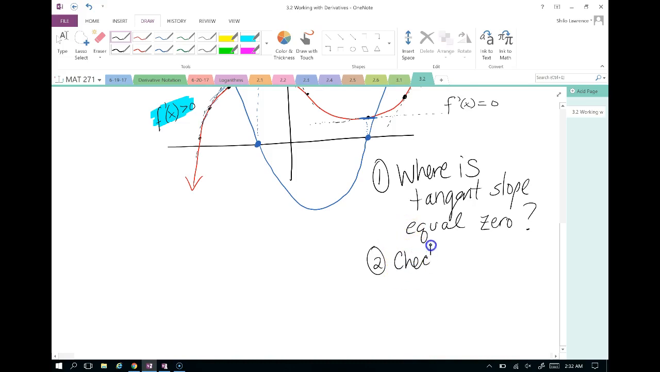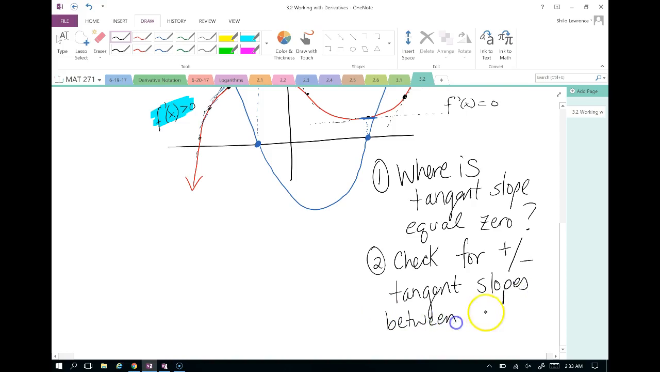So we check for positive or negative tangent slopes between the zeros.